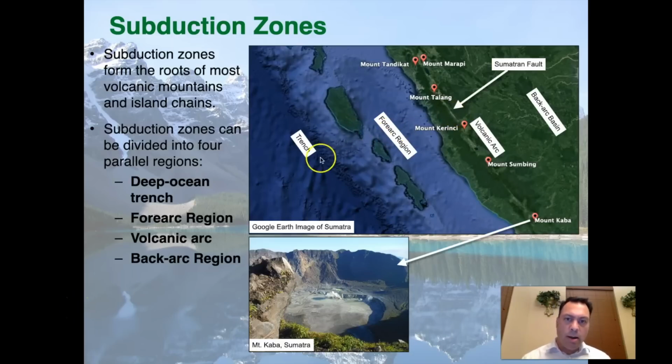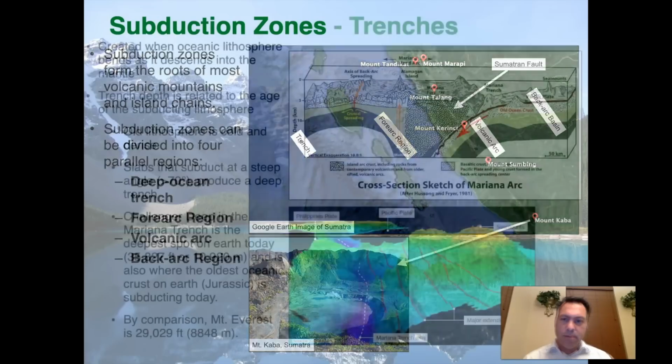Between the arc and the trench is the forearc, as in before the arc, right? So it's ahead of, or between, the volcanic arc and the trench. And so here's the forearc region. Then behind the volcanic arc is the back arc basin, or the back arc region. These are standard structures that we see associated with most trenches across the globe. And Sumatra has probably got one of the best examples where you can see all 4 of these regions well defined and well displayed. So we're going to focus on this through some cross sections. I hope you enjoy this.